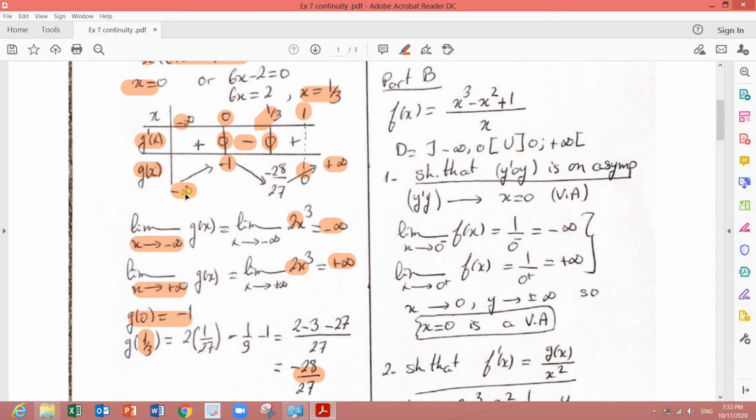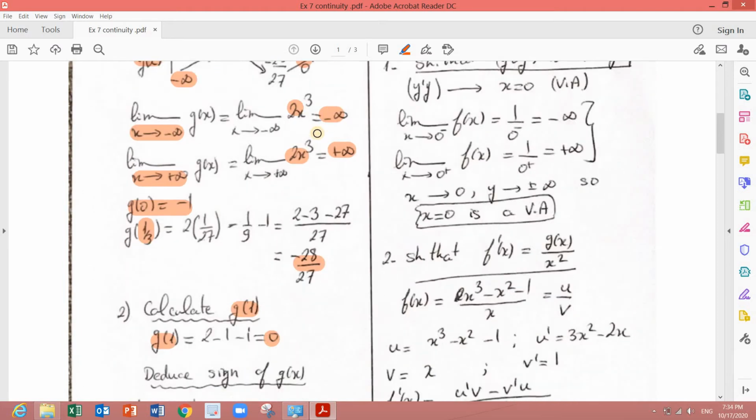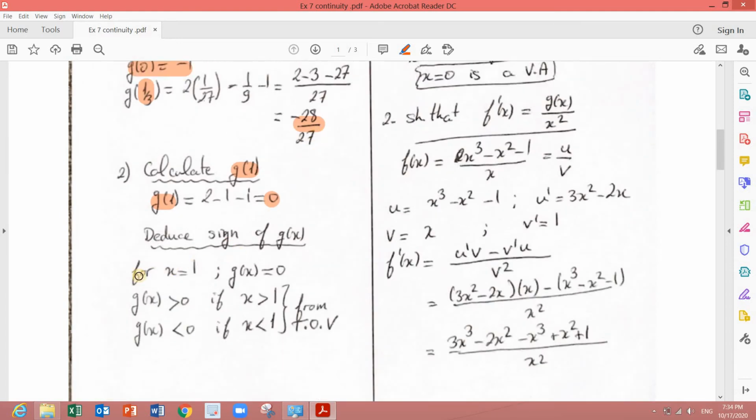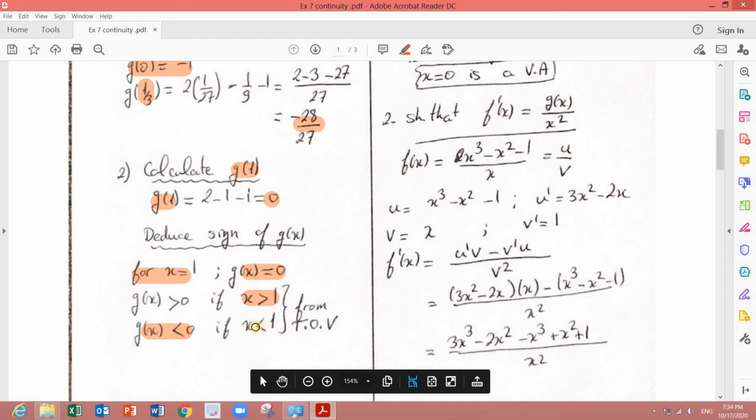If we notice the sign of g, here it is minus infinity, it is negative. Here it increases to minus 1, it is still negative. It decreases to minus 28 over 27, it is also negative. Then it reaches 0. So g of x is less than 0 if x is less than 1, and g of x is greater than 0 if x is greater than 1. So for x equal 1, g of x equals 0, and g of x is positive if x is greater than 1, and negative if x is less than 1.